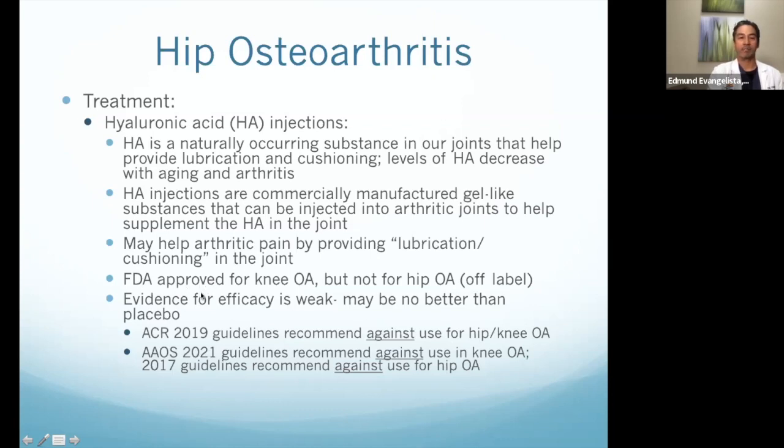And because of this, many medical societies have advised against using HA for hip and knee arthritis. The American College of Rheumatology 2019 guidelines recommend against the use of HA injections for hip and knee arthritis. The American Academy of Orthopedic Surgery 2021 guidelines recommend against the use of HA for knee osteoarthritis, and the 2017 guidelines recommend against the use of HA for hip osteoarthritis.